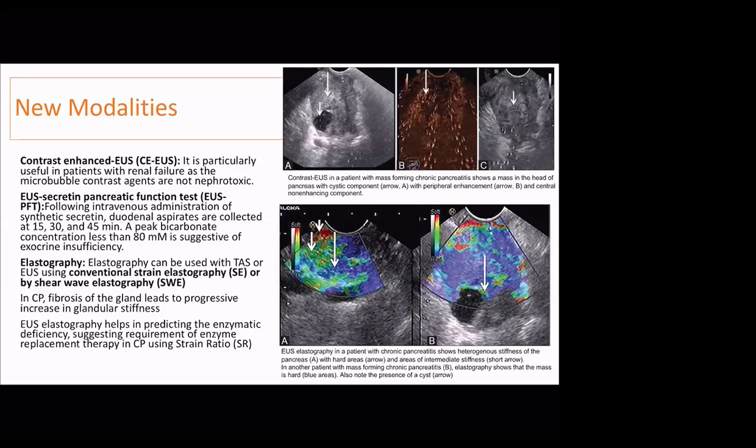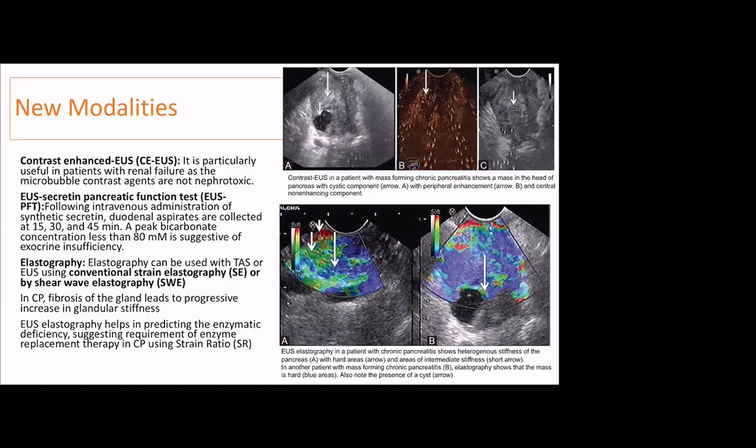Also widely used now in the diagnosis of chronic pancreatitis is elastography with endoscopic ultrasound. Elastography can be used transabdominally or endoscopically, with conventional strain elastography or by shear wave elastography. In chronic pancreatitis, there will be fibrosis of the gland which leads to a progressive increase in glandular stiffness.